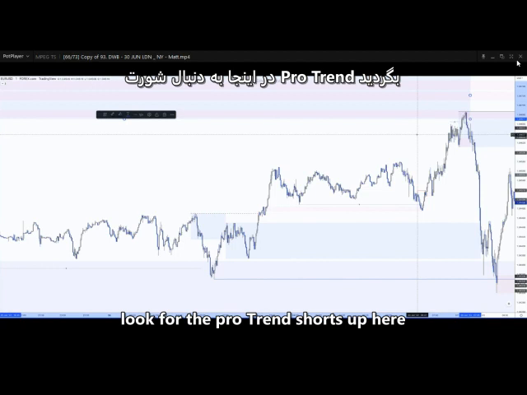Which is bringing in that element of human, not discretion, but that human judgment into it, because we've come into this level. We've aggressively swept that low in one candle, and boom, Frankfurt open, European volume starting to kick in, grabbed the orders below there, filled up some more orders in.